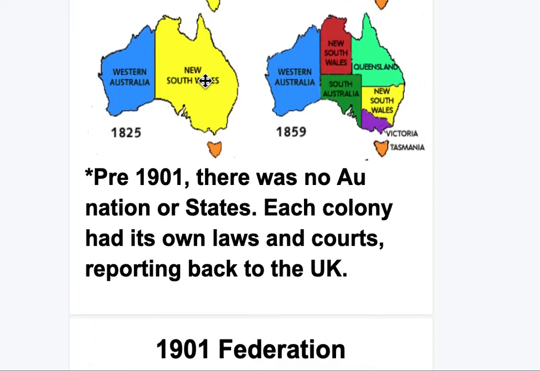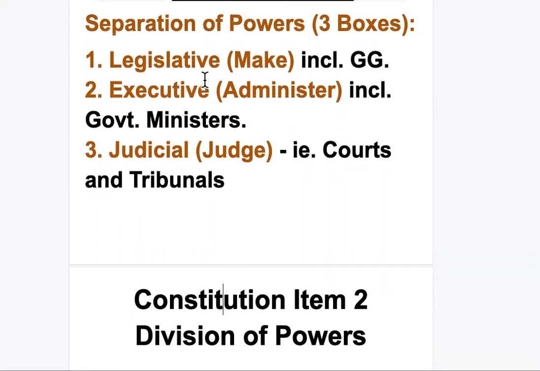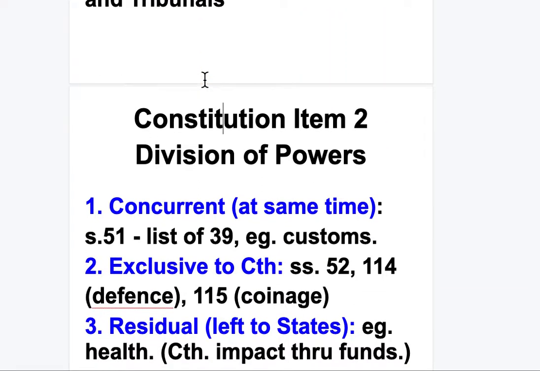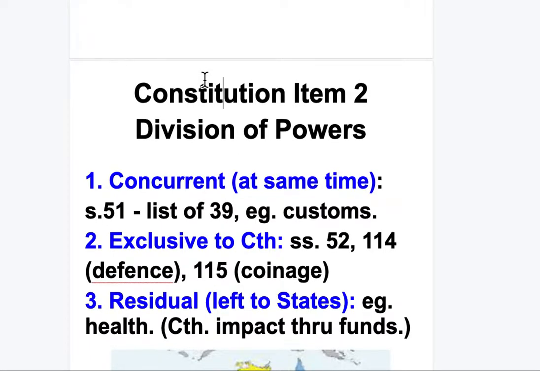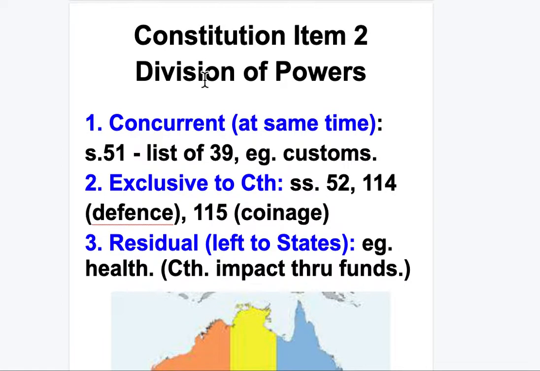Okay, so come the lead up to the Federation and the Constitution, there was this question of, okay, well, what power is the Commonwealth going to have versus the states? Okay, and the way that they did that was to end up with three different types of powers. So starting with number 2, there are powers that are exclusive to the Commonwealth.